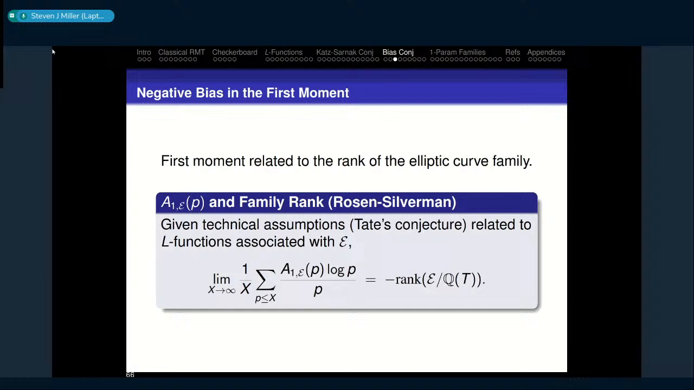What Mike Rosen and Joe Silverman proved is that if Tate's conjecture holds, which it does if your elliptic surface has certain properties, for example if it's a rational elliptic surface, then this weighted sum of the first moment actually gives you the rank. What you can do then is, if you can jerry-rig a family of elliptic curves where you can calculate the first moment, you can use this to prove that the family has that as its rank. And I was actually able to do that in certain circumstances.